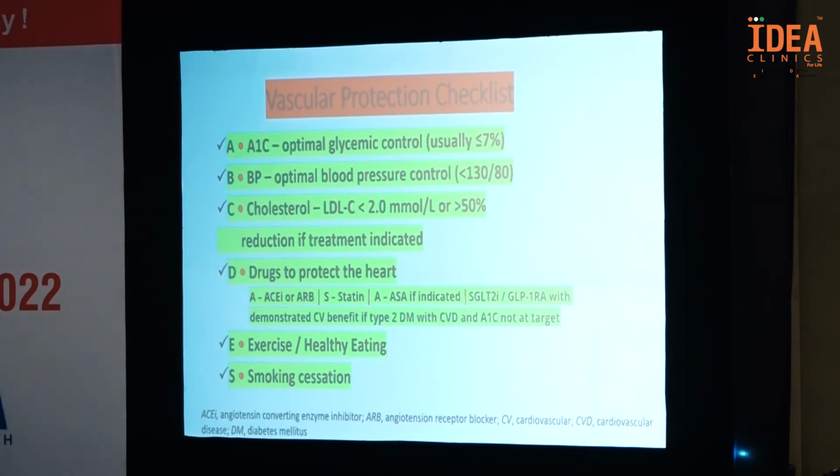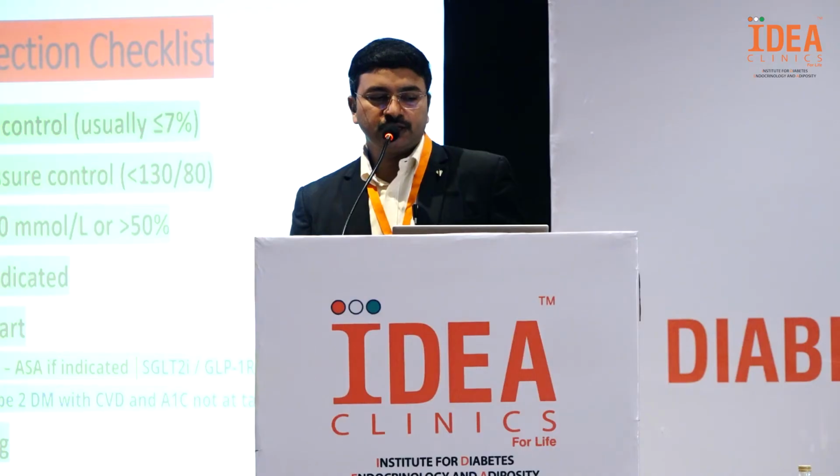So we need to have a vascular protection list for each and every diabetic patient, because diabetes is a multi-system disease. We need to have a multi-system approach, not just a diabetes approach. We need to maintain the optimal HbA1c, optimal blood pressure less than 130, and LDL cholesterol less than 100 in low risk, less than 70 in the high risk, and less than 55 in the very high risk patients.